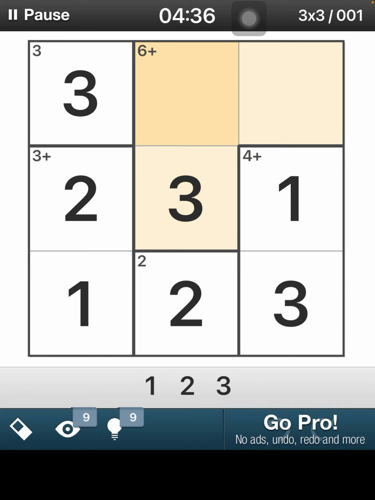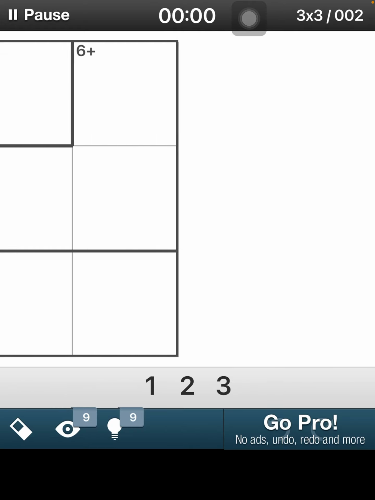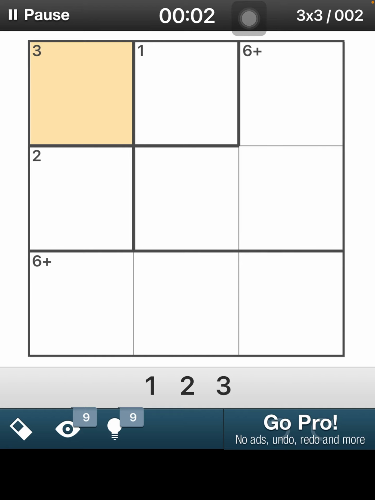And same with this. Has to have all 1, 2, 3. It already has 2, 3. So I know it's 1. And same idea for this, it's 2. So now let's go on to the next puzzle. And I'll just fill in what I know right off the bat.